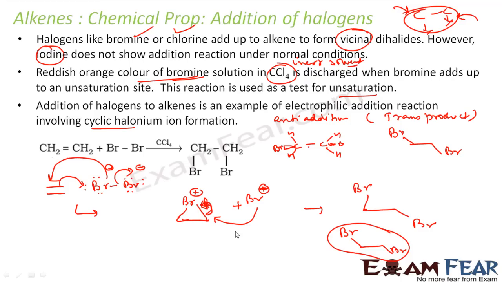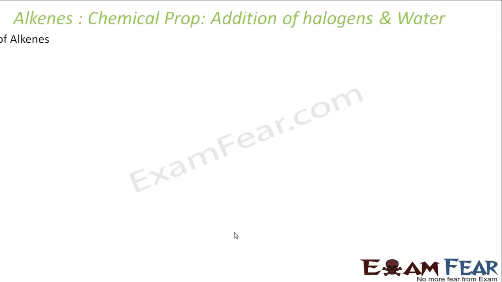Correct. So if this reaction is carried out in the presence of water instead of CCl4, for example, then the alcohol will be formed. Why? Because in this case, instead of Br minus, the water will give OH minus. So here, the second reaction will be OH minus. Let's see that actually.